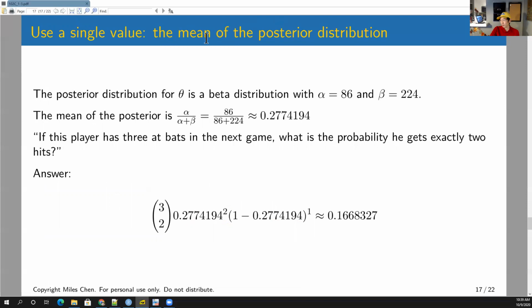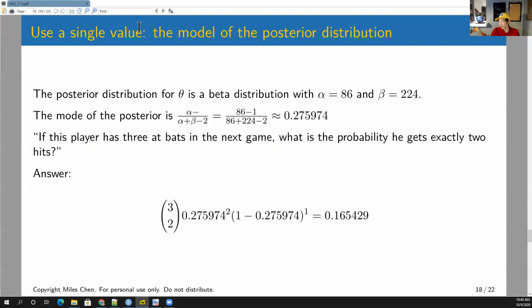If you use a single value, use the mean of the posterior distribution. We understand things about the beta distribution. The mean of the beta distribution is going to be 86 divided by 86 plus 224. We get something like 0.2774. I plug this into the probability: if this player has 3 at-bats, what's the probability he gets exactly 2 hits? I plug in this number, and this is the number that I get.